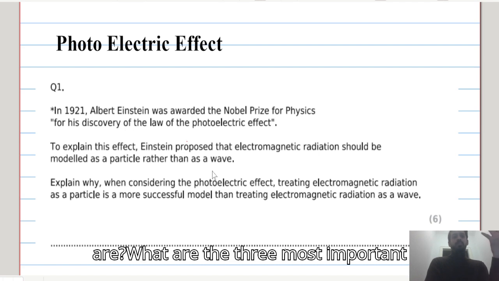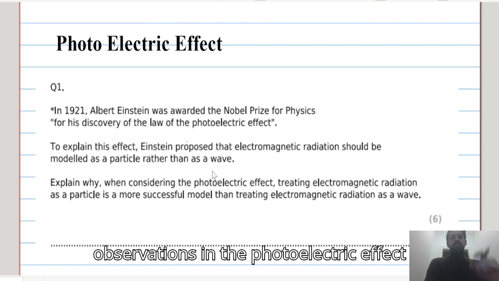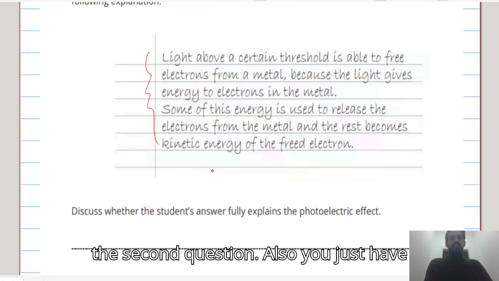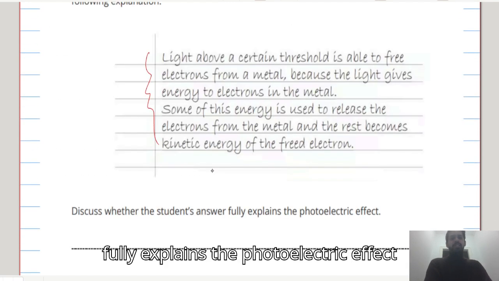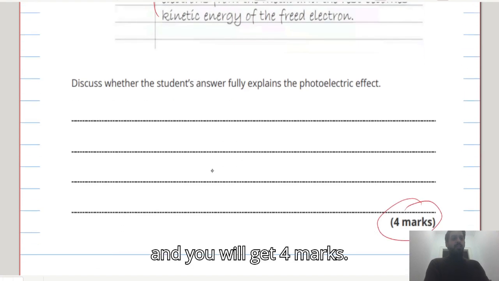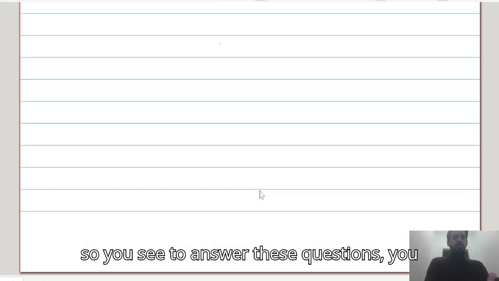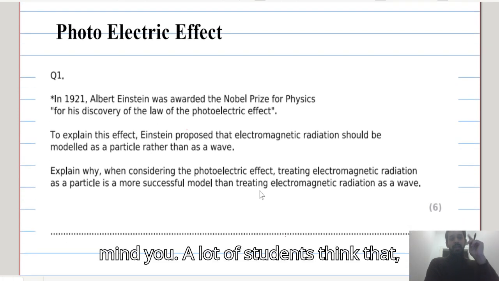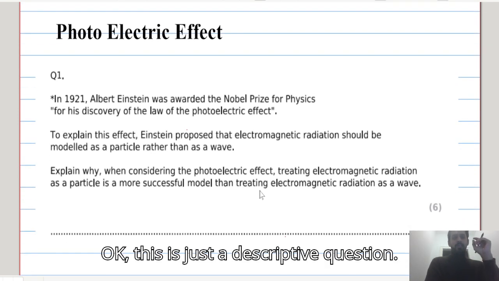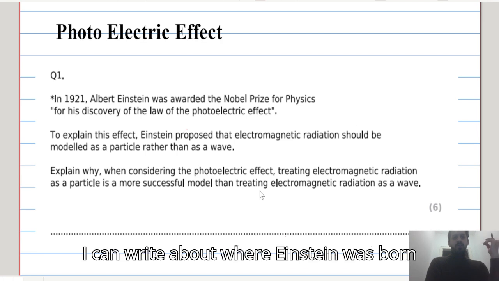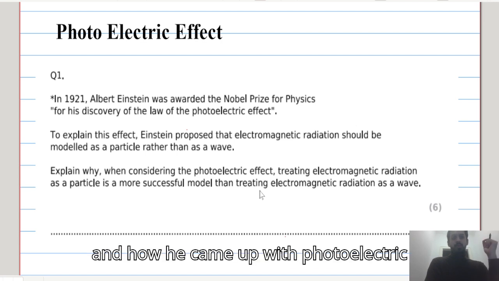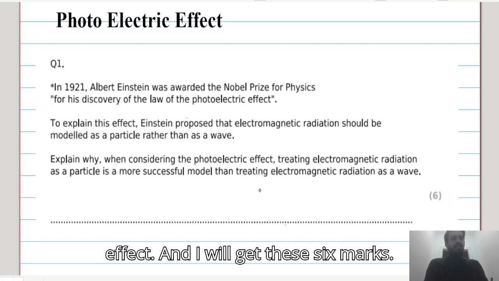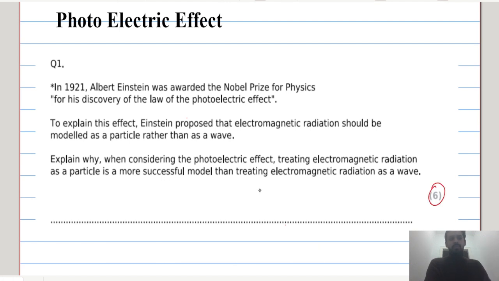What are the 3 most important observations in the photoelectric effect experiment? This second question also, you just have to discuss whether the student's answer fully explains the photoelectric effect, and you will get 4 marks. So you see, to answer these questions, you don't need any math, you don't need any complicated equations. But mind you, a lot of students think that, okay, this is just a descriptive question. I can write about where Einstein was born and how he came up with photoelectric effect, and I will get these 6 marks. The answer is no, this is not true.